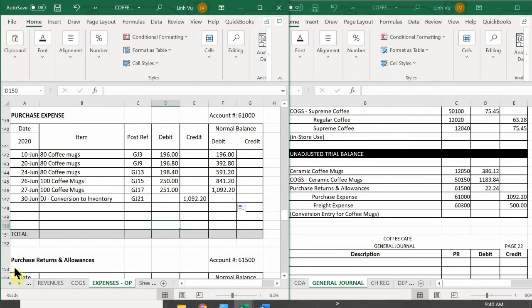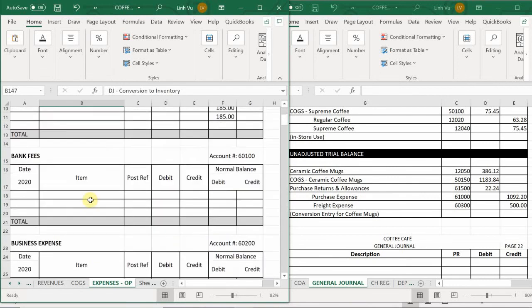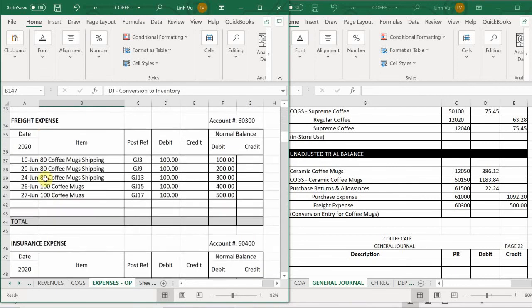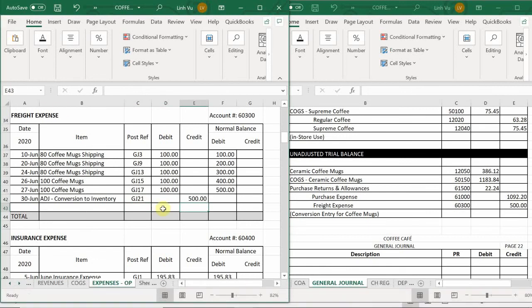Okay. So good. Now, last but not least, we need to go to our freight. 630. Adjustment, conversion to inventory. General Journal number 21. And this time we're going to credit $500 to bring our account balance down to 0.